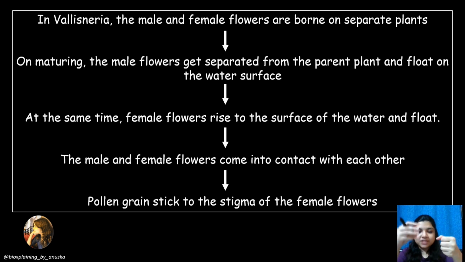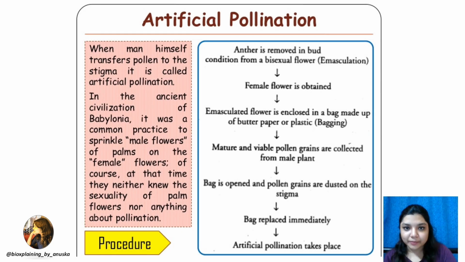The pollen grains from the male flowers will stick to the stigma of the female flowers, and yes, pollination has been done. So we are done studying about the abiotic agents of pollination. Now what we are going to study is a process that we call artificial pollination. So the name itself tells you that naturally no pollinator is doing the work. What is being done is man himself is transferring the pollens from the anther to the stigma, right?